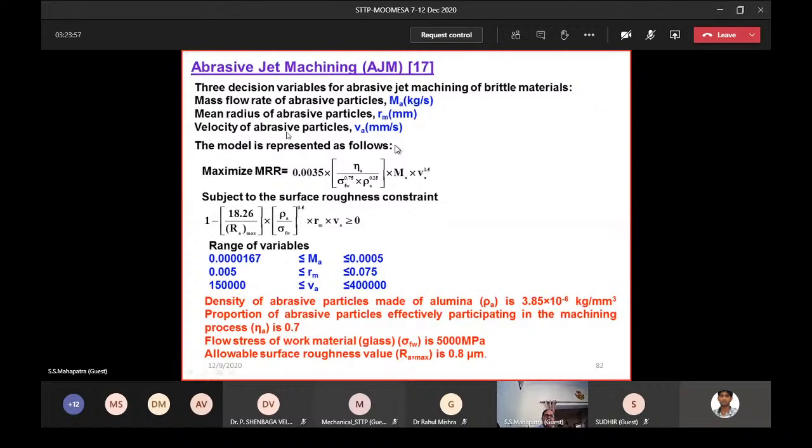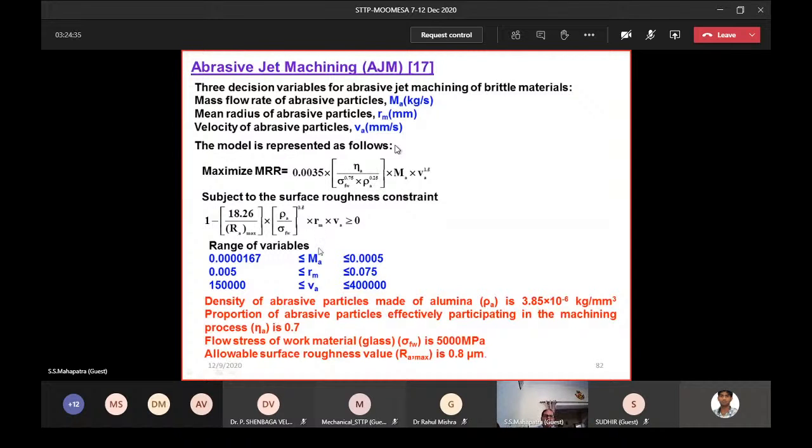So the model is for material removal rate. This is the equation. You remember, this is an analytical equation developed from the physics of the method. Similarly for the surface roughness, this is the equation that we find. Then the surface roughness is given. This equation is greater than or equal to 0.